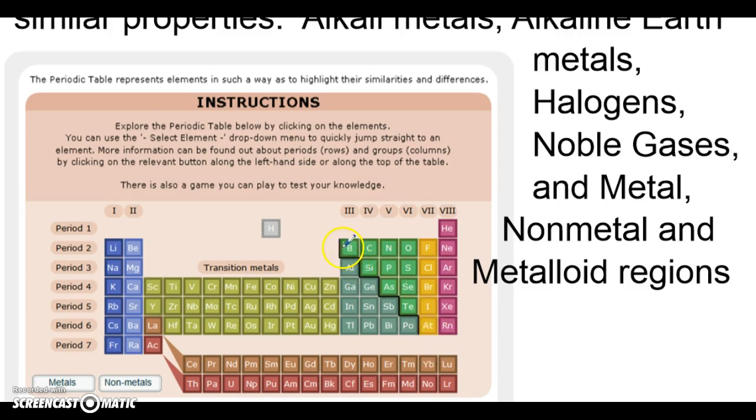So we'll just say if it touches the stair-step line anywhere, you can call it a metalloid, or you could call it a metal if it's on the left. And if it touches the line and it's on the right, you could call it a metalloid or a nonmetal. You have to recognize it could be either.